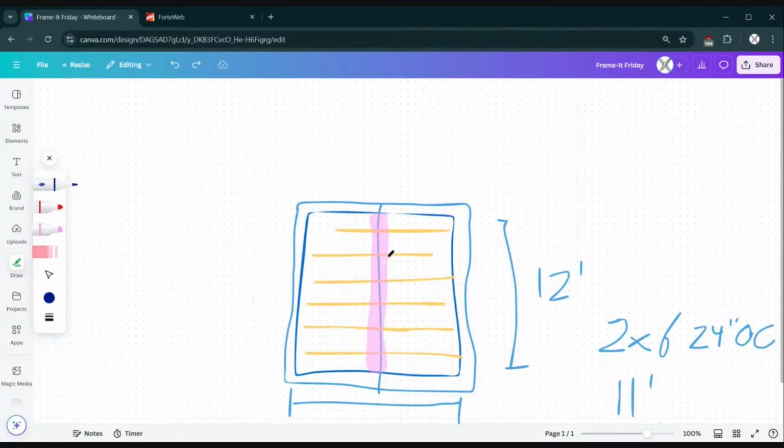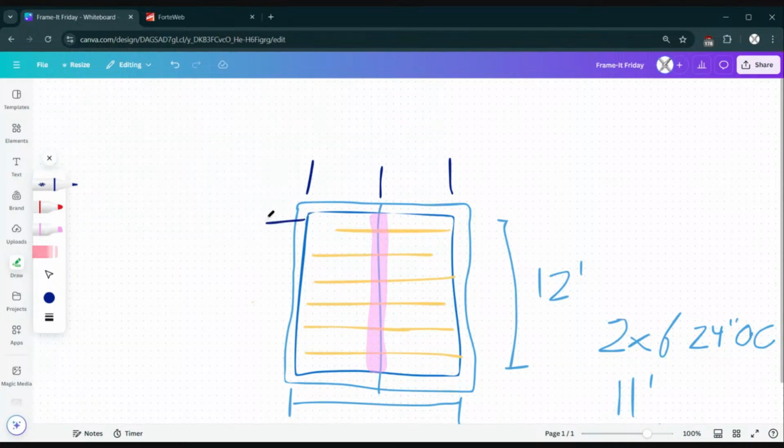So we want to know how much weight is on the beam. What we're going to do is we're going to look at where the weight's coming from. Well, it's all coming from the ridge and it's all coming from the ceiling. So roof only first. If the ridge is right here and there's a wall right here, there's a wall right here.